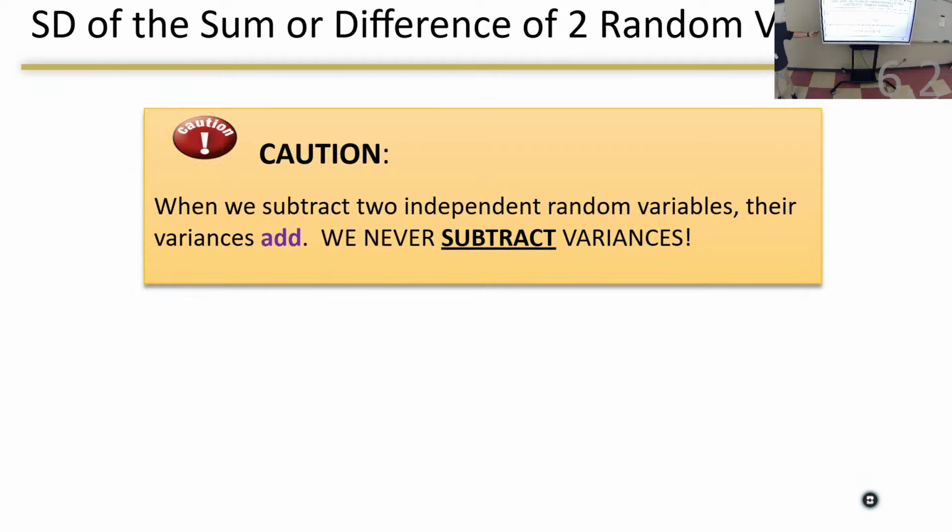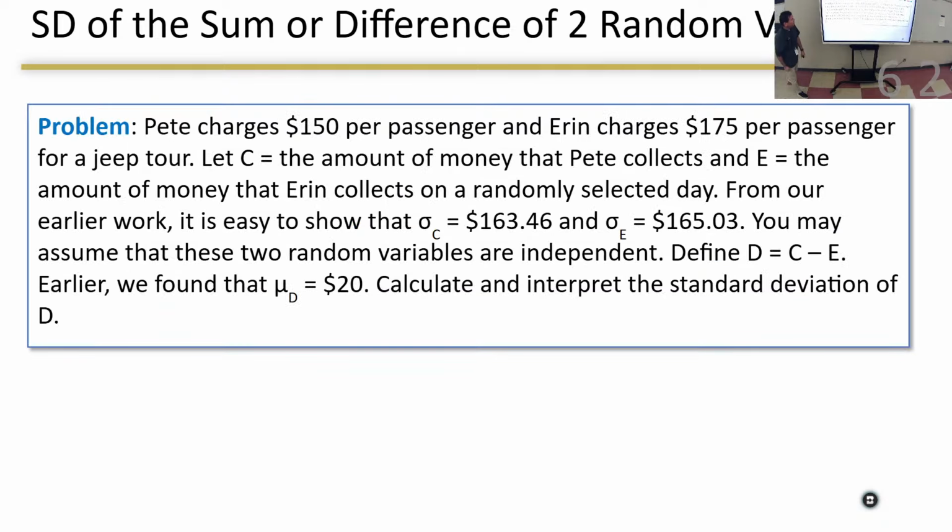Here we go. Pete charges 150 per passenger. Aaron charges 175. Let C be the amount of money that Pete collects. Let E be the amount of money that Aaron collects. We know that the standard deviation of C is 163.46 and the standard deviation of E is 165.03. Aaron's standard deviation is more than Pete's, not by much. Assume that these 2 random variables are independent. We will have to assume that a lot of times. If they're dependent, we can't do any of this stuff.